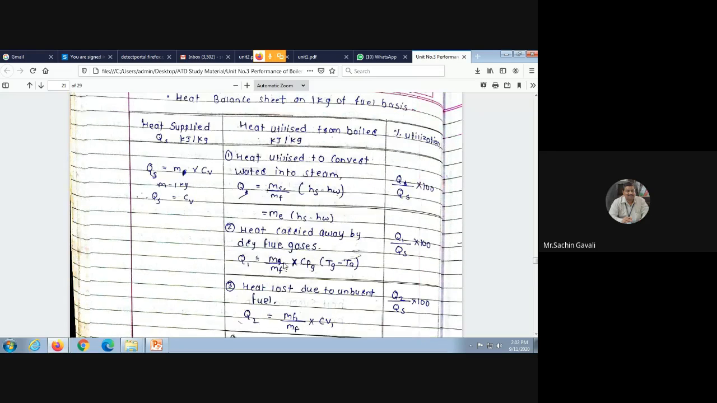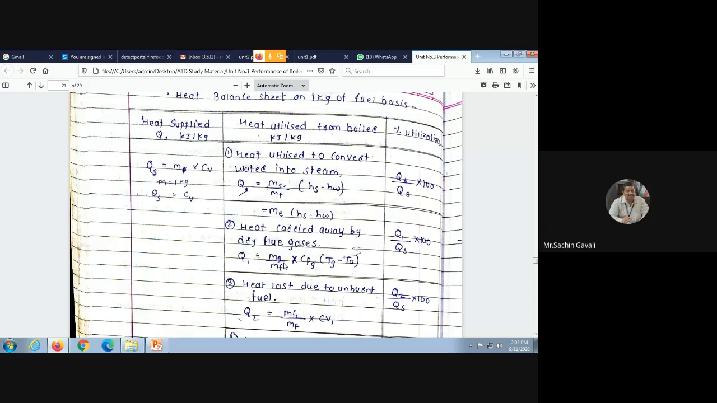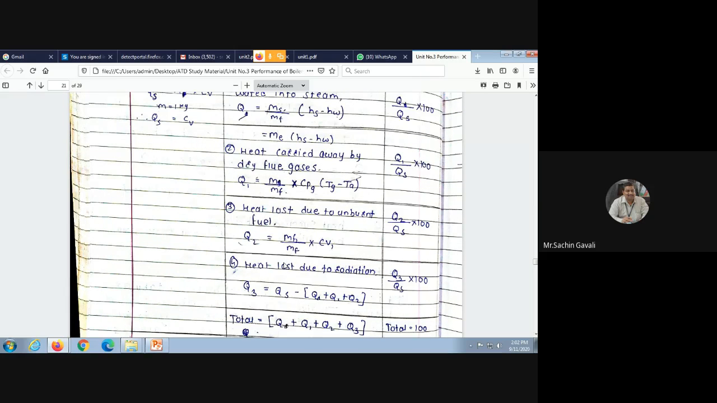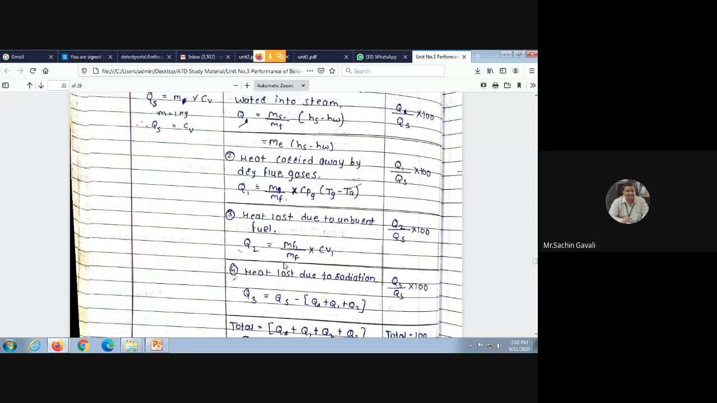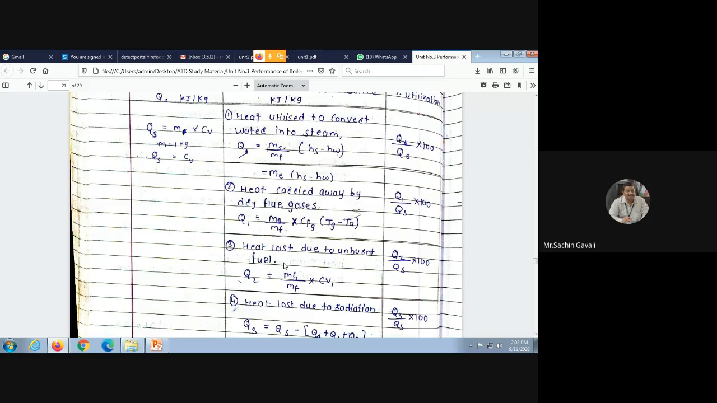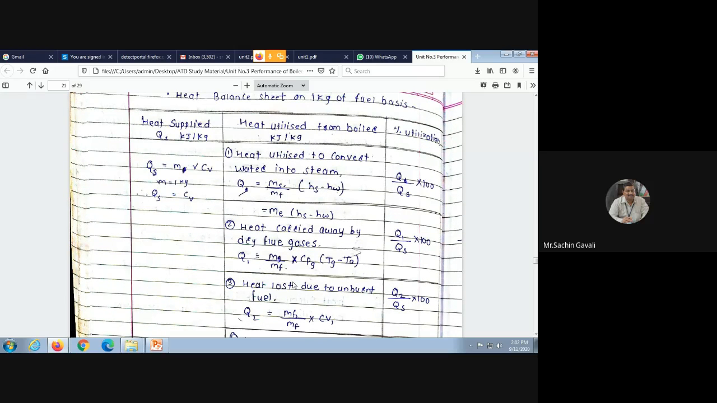Other losses are there, but we are drawing the heat balance sheet in a sample form. Therefore only a few important or simple losses we will take for our sample heat balance sheet. In the numerical, whatever loss information they have given, only that loss we have to consider. But this sequence, heat supplied first, is good. Then afterwards we go for heat utilized. And if it is heat carried away by dry flue gases, generally they will mention dry flue gases, because dry flue gases are the major heat loss in the boiler plant.